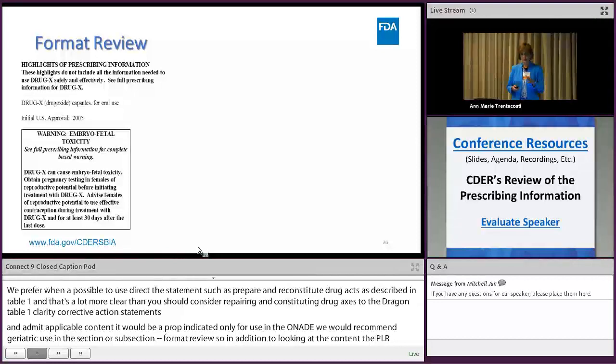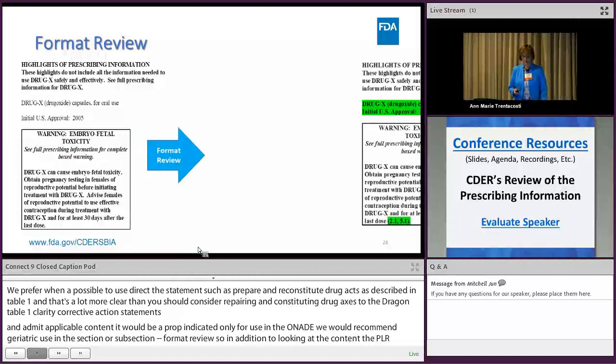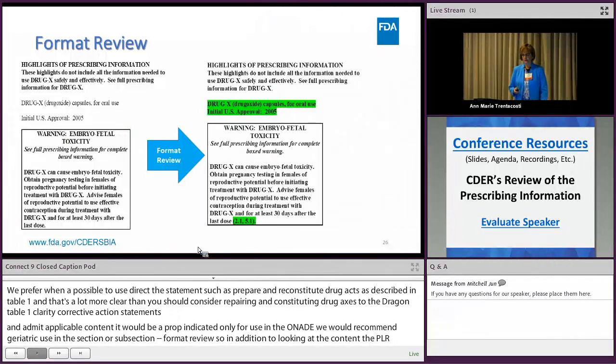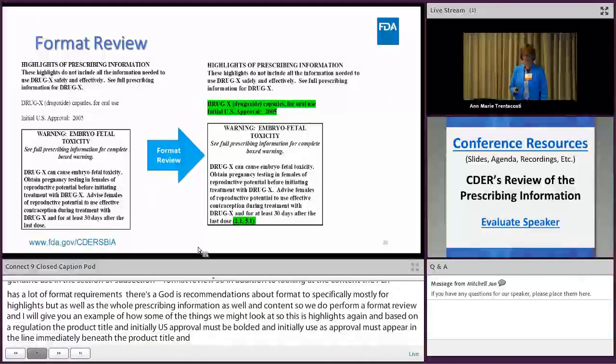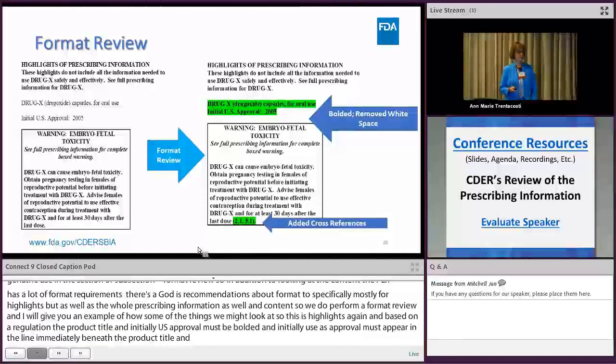So this is highlights again. Based on our regulation, the product title and initial U.S. approval must be bolded, and the initial U.S. approval must appear on the line immediately beneath the product title. So in our format review, we would actually correct that. And here you see that the product title and initial U.S. approval are bolded and the white space is removed. The regulations also state that cross-references must be included in highlights to alert the prescriber, to show the prescriber additional information about that topic. And here you can see we add the cross-references.